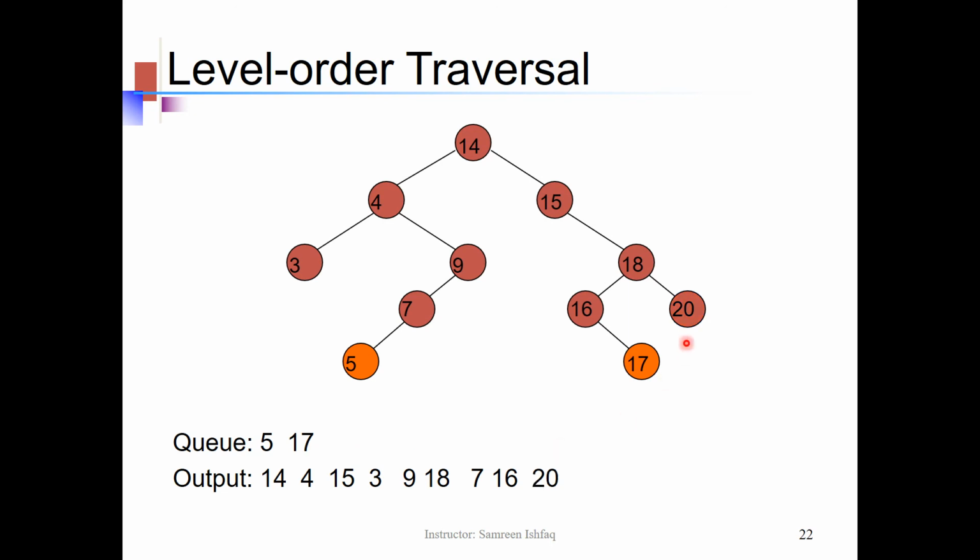Now we dequeue 20 and 20 is printed. There is no left or right child of node 20, so no new node will be inserted in this iteration. Now we take out 5 and print it. There is no left or right child. No new node will be included in this iteration. Now we will dequeue 17 and print it. There is no left or right child of node 17, so no new node will be inserted. Now the queue has gone empty, the while loop will be terminated, and you can see we have printed all the node elements in level order.